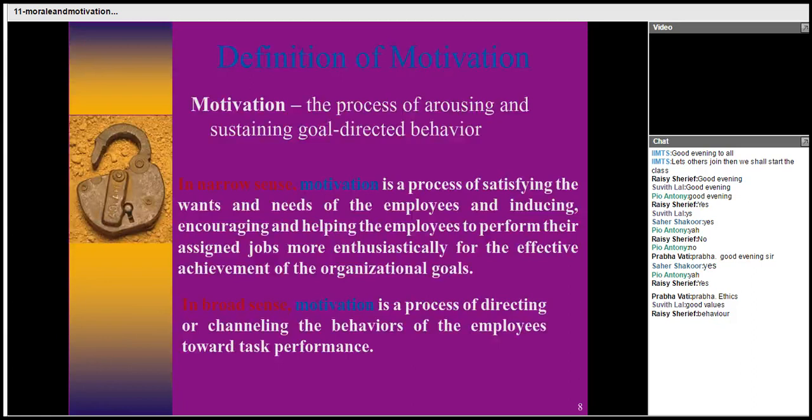Now, what is motivation? You all know it's the process of arousing and sustaining goal-directed behavior. In a narrow sense, motivation is a process of satisfying the wants and needs of the employees and inducing, encouraging and helping the employees to perform their assigned jobs more enthusiastically for the effective achievement of the organizational goals. In a broad sense, motivation is a process of directing or channeling the behaviors of the employees towards task performance.